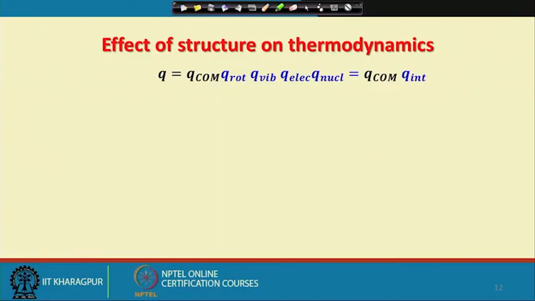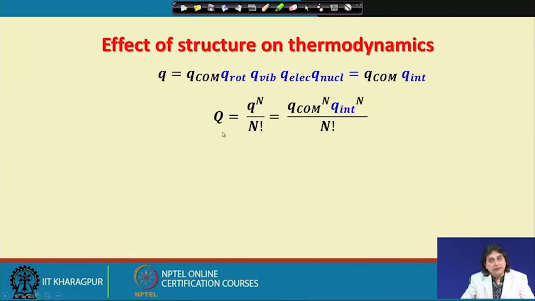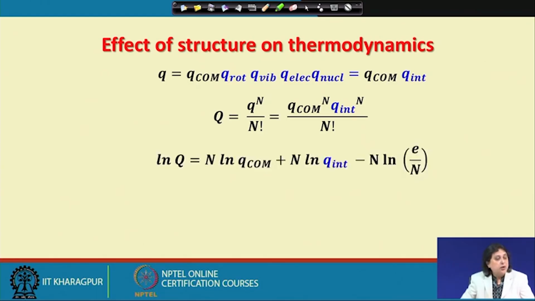So, first we have already seen that small q can be separated into a contribution from the center of mass and the internal structure, and therefore, the capital Q for the n particle system where all the particles are non-interacting and indistinguishable, I can write it like this, and accordingly the ln Q term now has contributions from the center of mass term. It has some contribution which is dependent only on N, and there is another contribution which adds up from the internal structure of the molecule. Okay. So, what is the consequence of this?